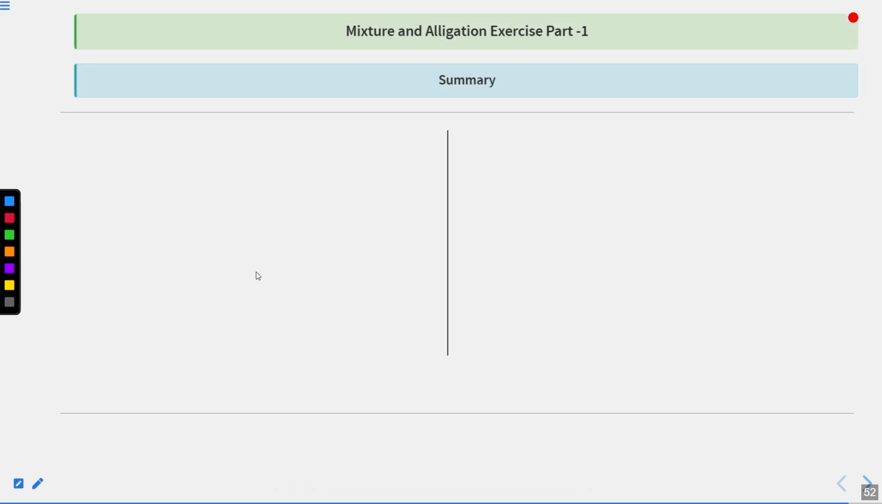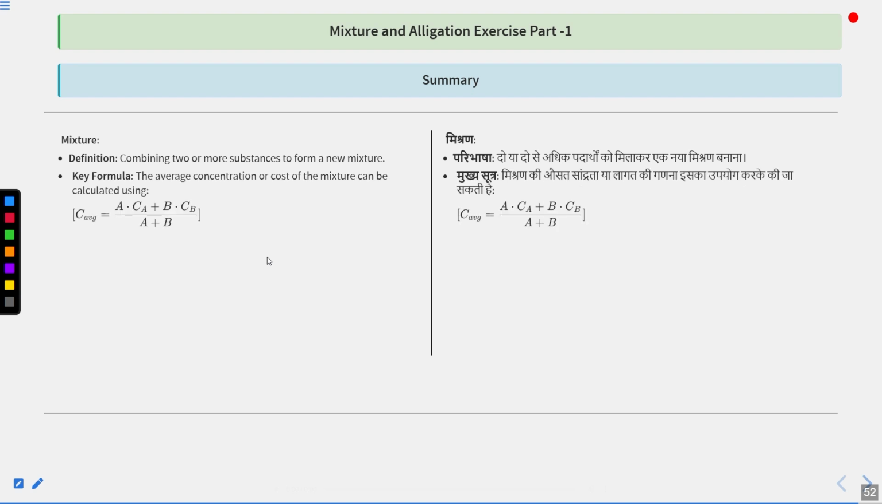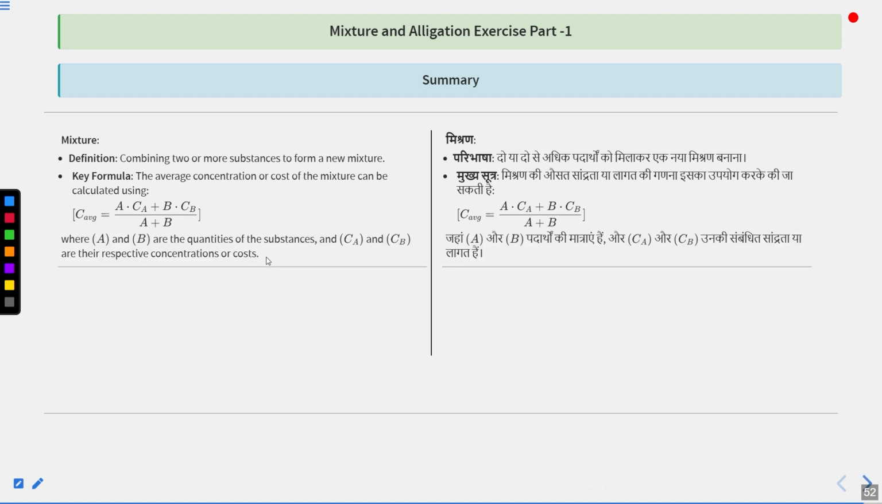Clear? Now let's summarize today's lecture. Mixture definition: combining two or more substances to form a new mixture. Clear? Key formula: the average concentration or cost of the mixture can be calculated as A into Ca plus B into Cb upon A plus B, where A and B are the quantities of the substances and Ca and Cb are their respective concentrations or costs.